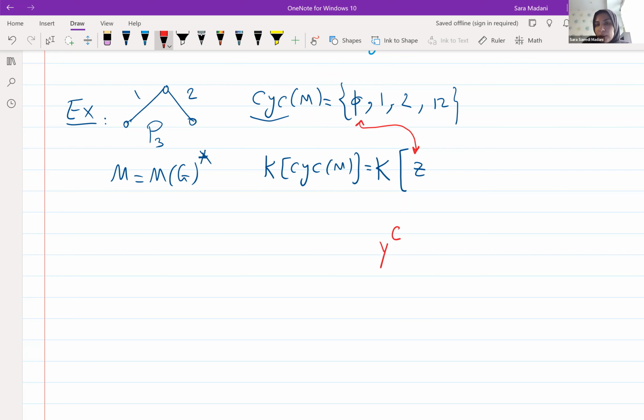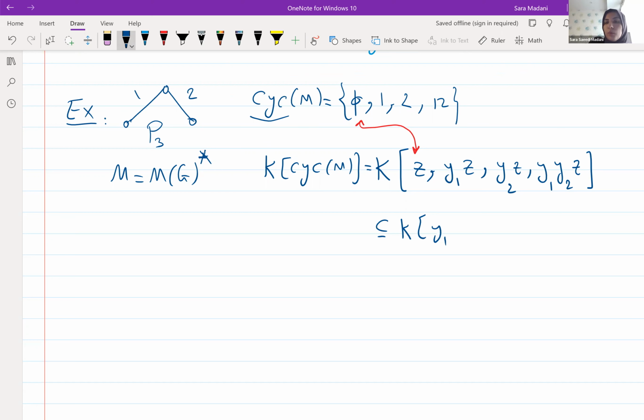And since the characteristic vector of the empty set is just 0, 0, 0, I do not put Y. Okay. And then for 1, again Z I have here, but which monomial should I write? I have just one element from the ground set. So I put Y1 Z, and for 2, Y2 Z. And finally, for 1, 2, I have the monomial Y1 Y2 Z. And this is inside this polynomial ring, K[Y1, Y2, Z]. So this is my K algebra.